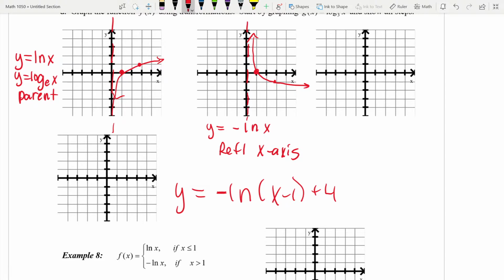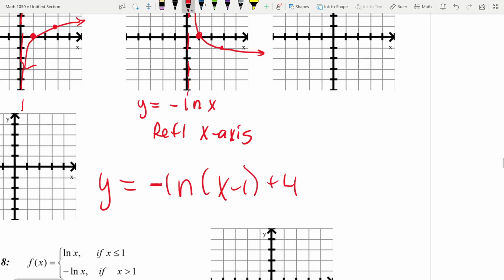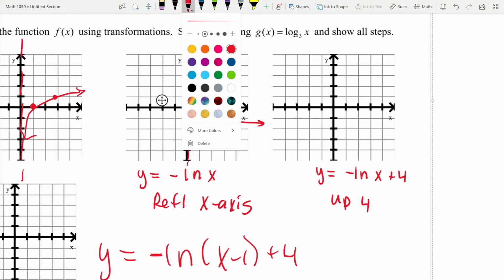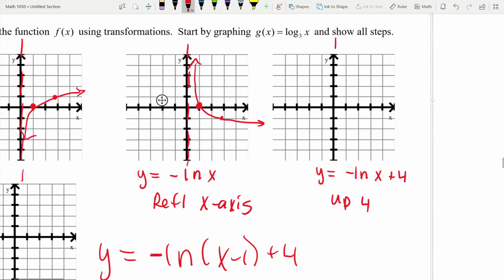What would I like you to do next so that I can grade your test fast? What do I want you to do? Up 4. The plus 4 is up 4, just like on the other ones. So everybody go y equals negative ln x plus 4. Does moving a vertical asymptote up change your vertical asymptote? Talk to me. No, it doesn't. So it's still the same place. Go to 1, 0, go up 4.